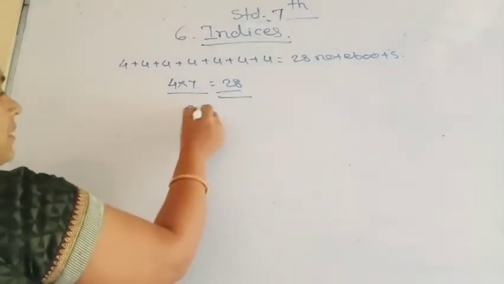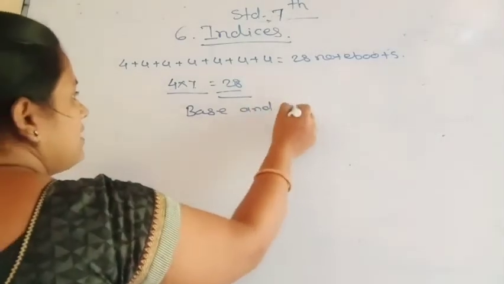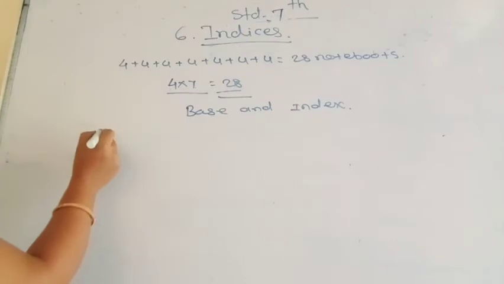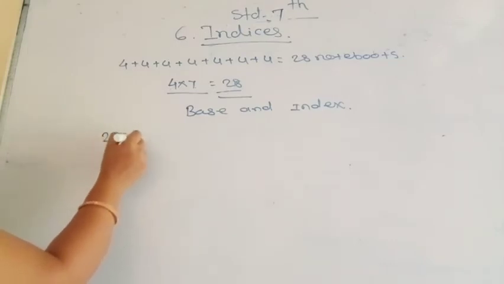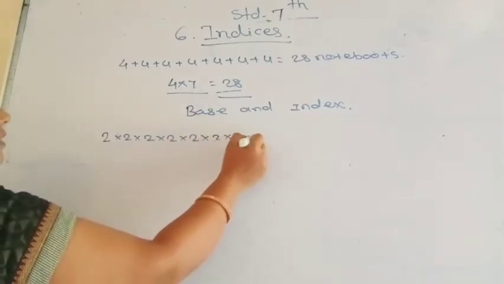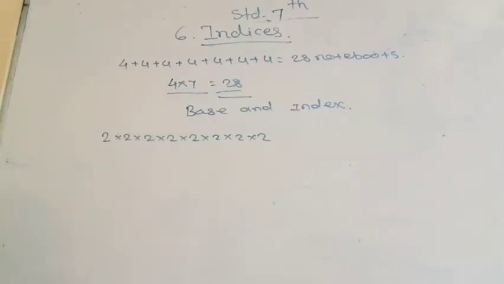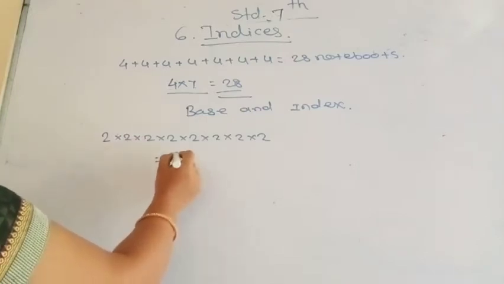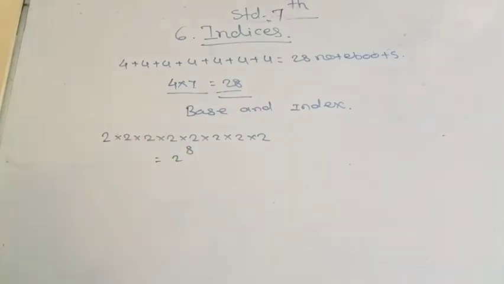Then in this chapter, the first topic is base and index. Let us see how the multiplication of a number by itself several times is expressed in short. Suppose 2 is multiplied 8 times. Here 2 is multiplied by itself 8 times. This is written in short as 2 index 8, the index form of this multiplication.